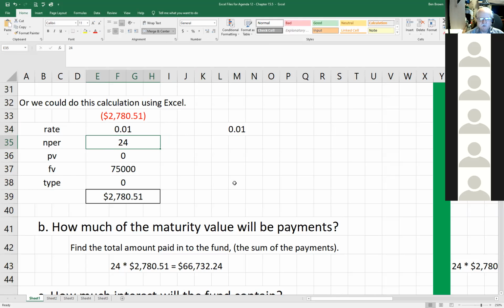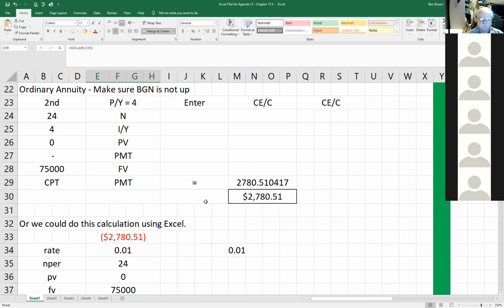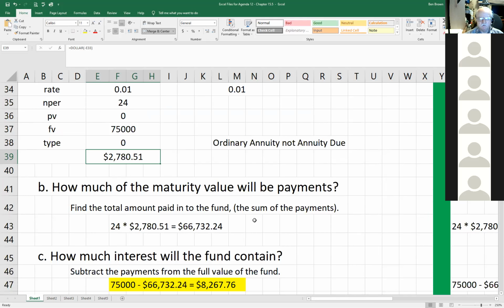0. The reason the type is 0 is because this is an ordinary annuity, not annuity due. If it was annuity due, we'd have had to put a 1 in here. And so we've come up with exactly the same answer, even though we're throwing away the negative sign. Here, we would have probably got a negative sign too, but I threw it away.